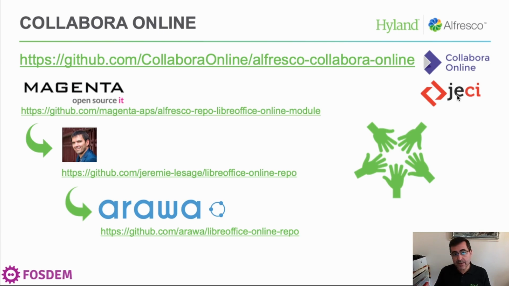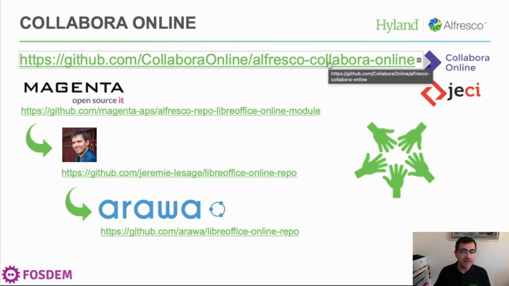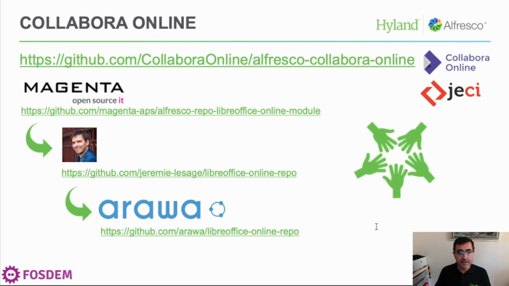But the nice thing about this project is that it is coming from Magenta, a Danish company, and this Danish company created some initial version. Then this developer, Jeremy Lesage from Yesi, created something better. Arawa came later to create something better, and finally all this previous work was consolidated in the Alfresco Collabora Online, which is currently the version we are using.